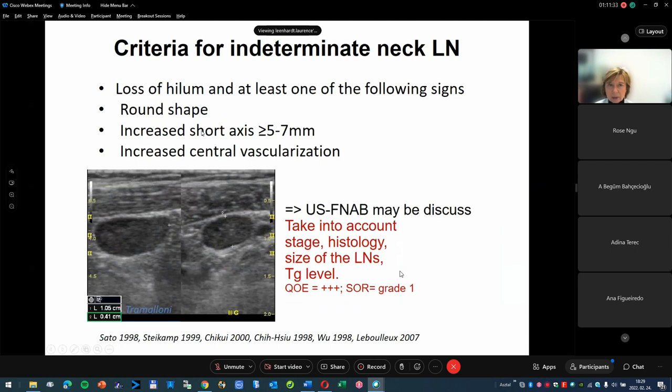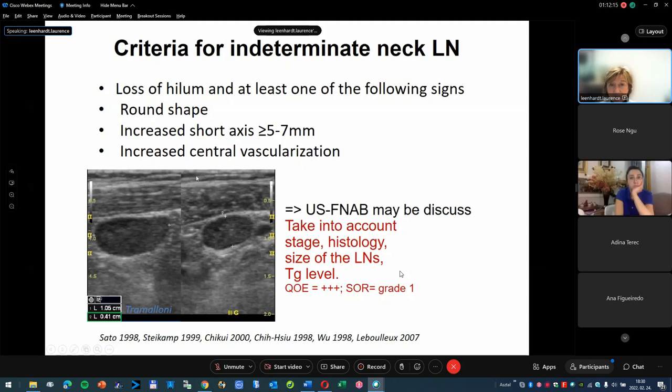About the indeterminate neck lymph node, the criteria must take into account the stage, the histology, the size of lymph nodes, and the compartment where they are. For example, an increased short axis of more than 5 in sector 3 is suspicious, and more than 7 in sector 2 is suspicious, because generally the lymph nodes in sector 2 are larger than the lymph nodes in sector 3. And so the loss of hilum and at least one of the following signs: round shape, increased short axis, or increased central vascularization, are enough to classify this lymph node in the indeterminate group.